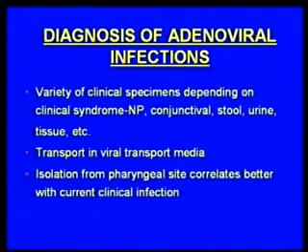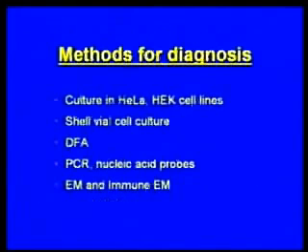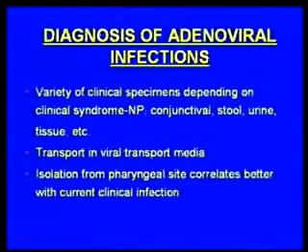Now, because of the prolonged viral shedding and the shedding of the virus in the stool and pharyngeal sites, we tend to use the pharyngeal isolation of virus as more predictive of a recent or current infection than stool shedding, because if the person is shedding it in the stool, it could be that they had an adenovirus infection in the recent past, more than 2 or 3 weeks ago.